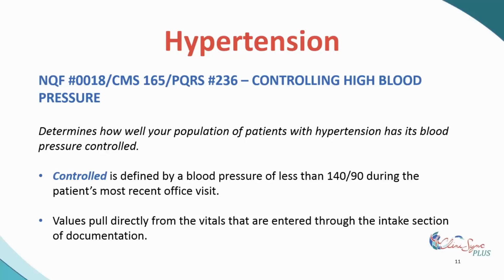If the most recent blood pressure is less than 140/90, then the patient is considered in control and they're included in the numerator. So with this measure, patients are positively counted when their most recent blood pressure is less than 140/90. And again, remember, higher is better with this measure.